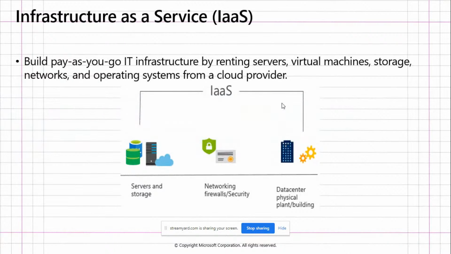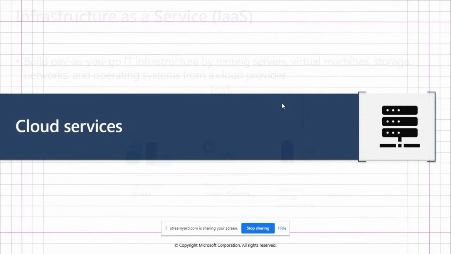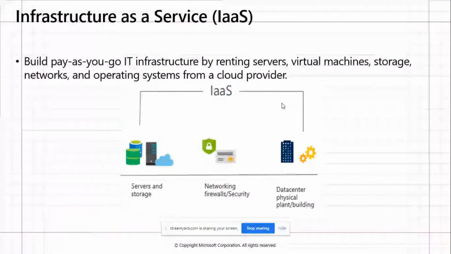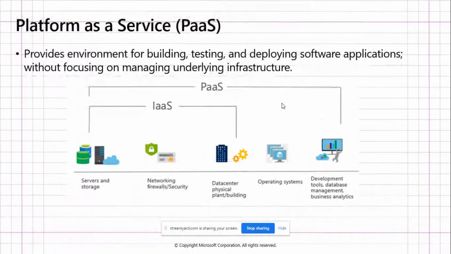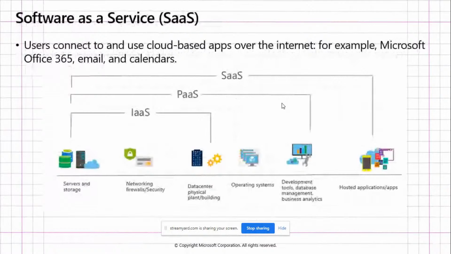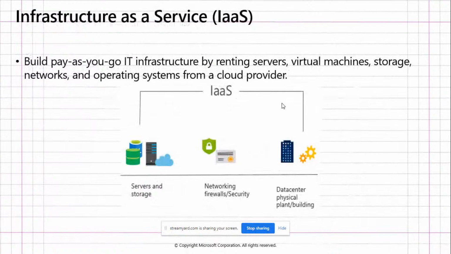And moving to the next one, which is cloud services. Cloud services will have different types. One is infrastructure as a service, and next one would be platform as a service and software as a service. We would go in depth about these three things.